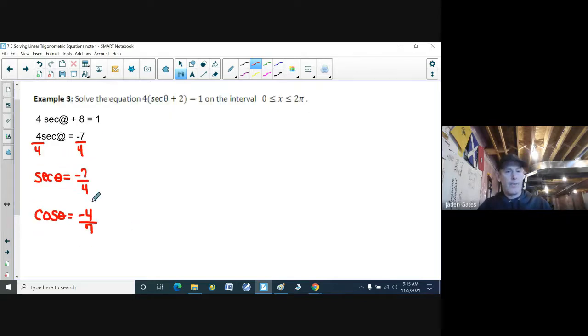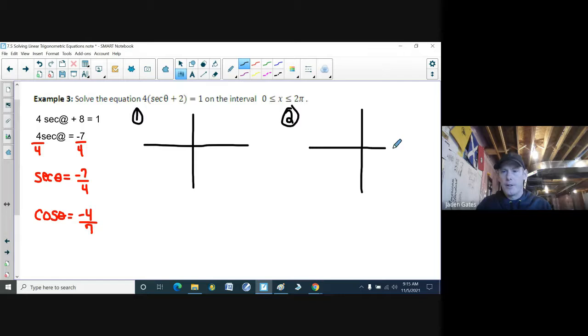There we go. So because, again, the reciprocal of secant is cos, flip the fraction, change it to cos theta. Now, I'm going to have 2 answers. Here's my first answer. Here's my second answer over here. Again, we're going to have to use the cast rule.